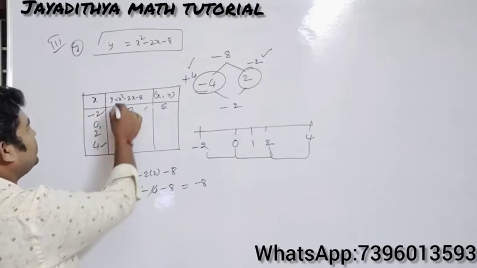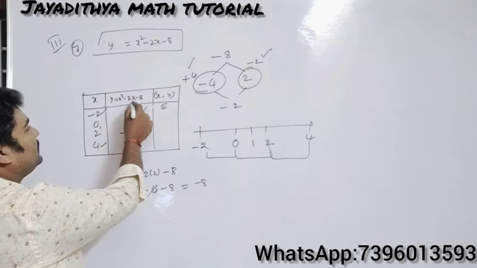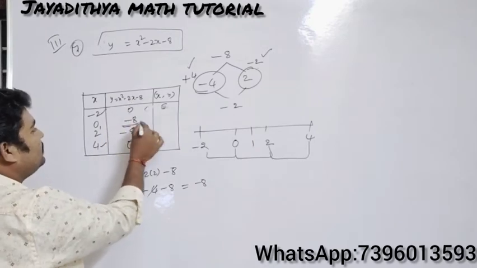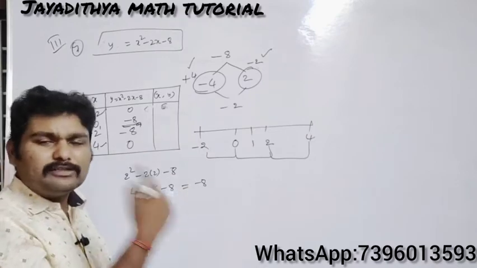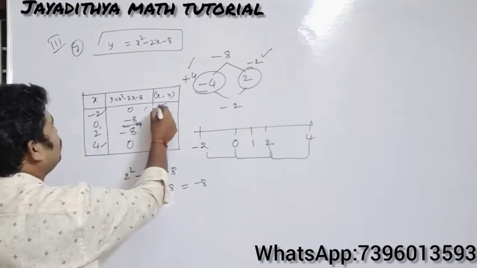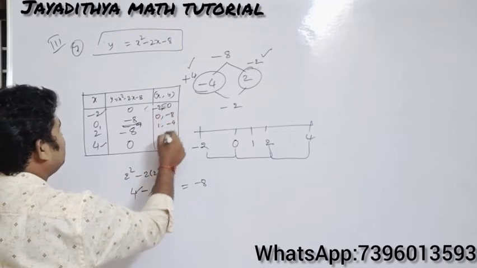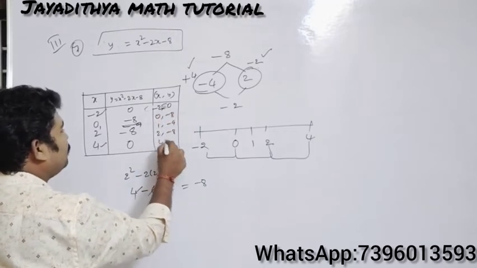If you take 1 here, it is 1 square, 1 minus 2. 1 minus 2 is minus 1, minus 1 minus 8 will be minus 9. If you want, you can take it, or else you leave it. So now the coordinates are minus 2 comma 0, 0 comma minus 8, 1 comma minus 9, 2 comma minus 8 and 4 comma 0.